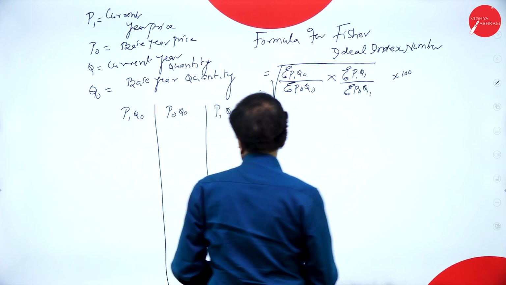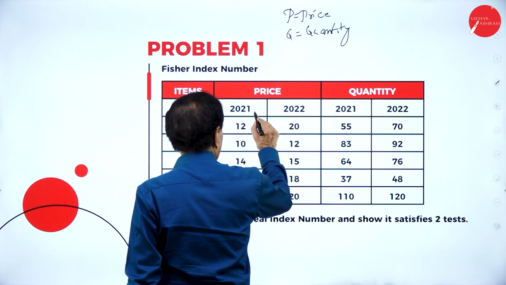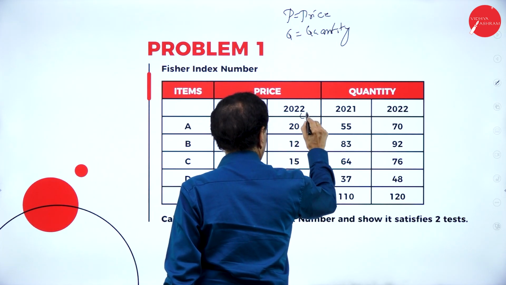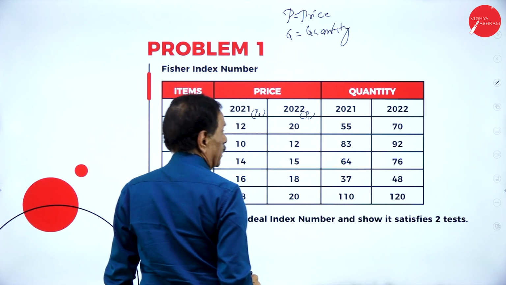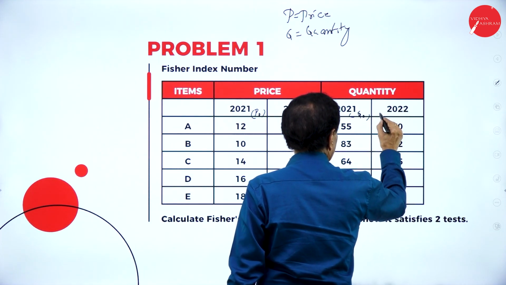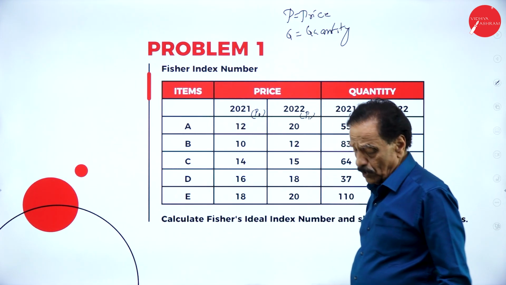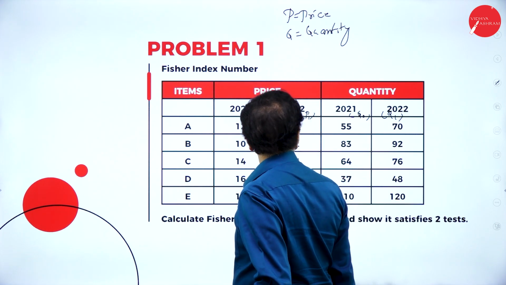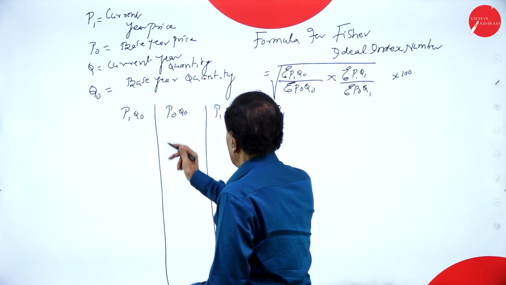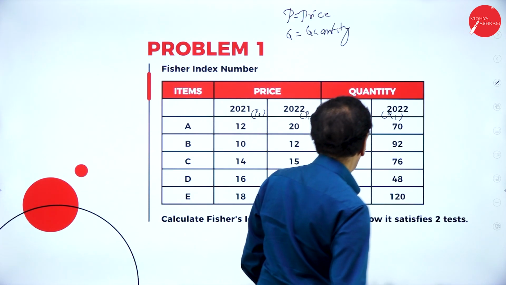Okay, we'll multiply now. This is the base year price, your P0. This is your P1. Quantity: this is the base year quantity, Q0. This is your Q1. What's the first point to be learned here? First is P1 Q0.